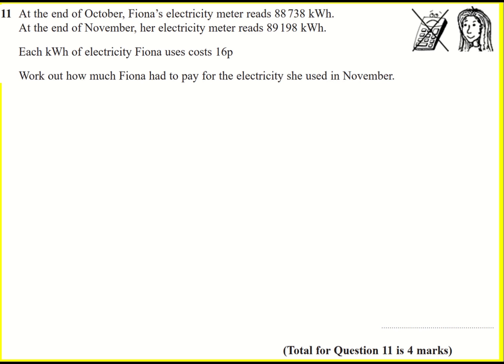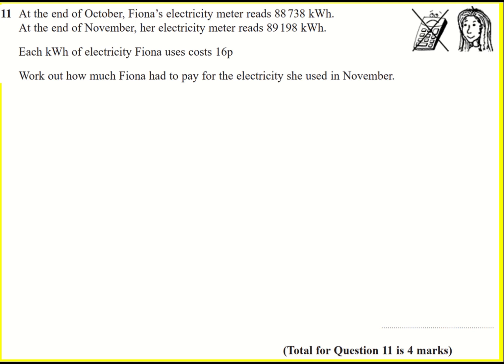At the end of October, Fiona's electricity meter reads 88,738 kilowatt hours. At the end of November, her electricity meter reads 89,198 kilowatt hours. Each kilowatt hour of electricity Fiona uses costs 16p. Work out how much Fiona had to pay for the electricity she used in November.